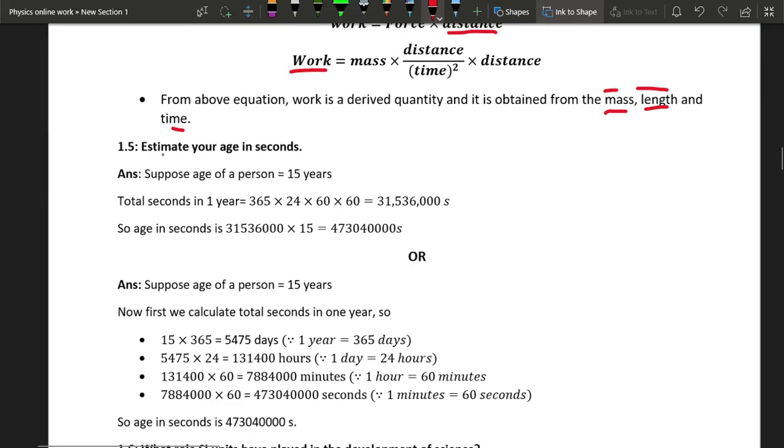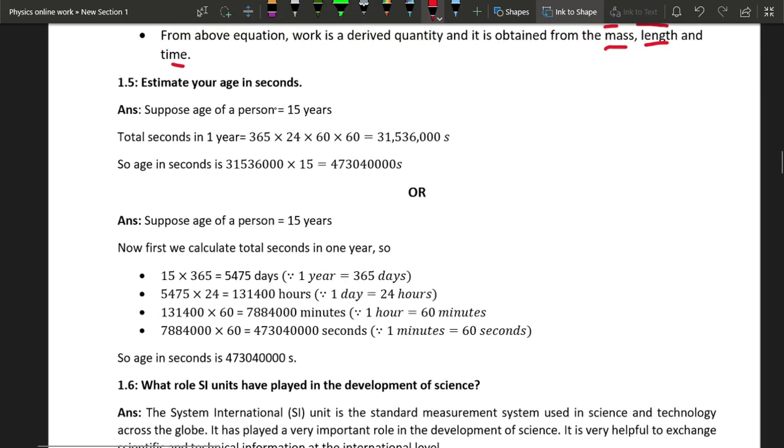Now the next question is estimate your age in seconds. For example, suppose we consider the age is 15 years. So first of all we will find the total seconds in 1 year. As we know, in 1 year we have 365 days, and each day has 24 hours and each hour has 60 minutes and each minute has 60 seconds.